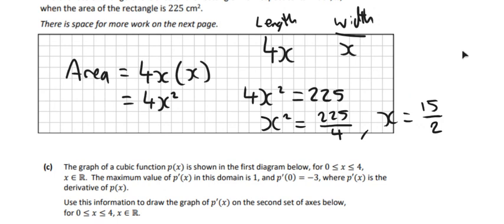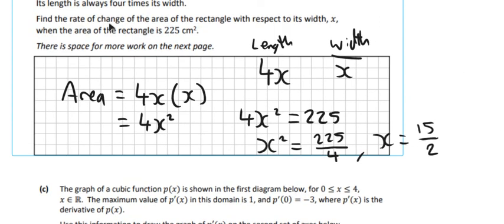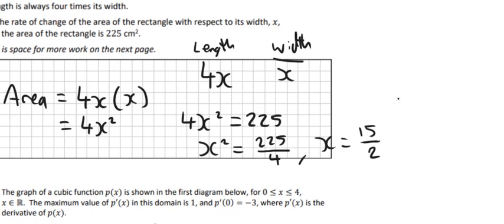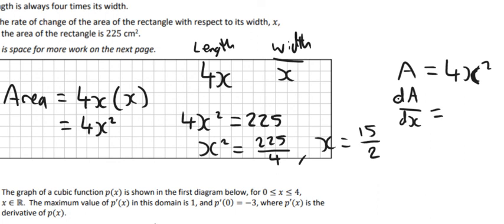Then we have to find the rate of change of the area with respect to x, so we need to differentiate. So A, our area, is 4x squared. We're going to differentiate it, and we're going to put in 15 over 2 instead of x. So dA/dx will be 8x if you differentiate.